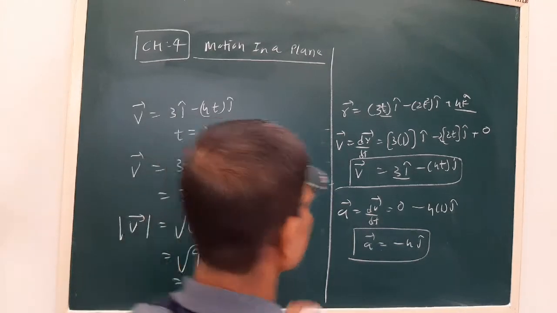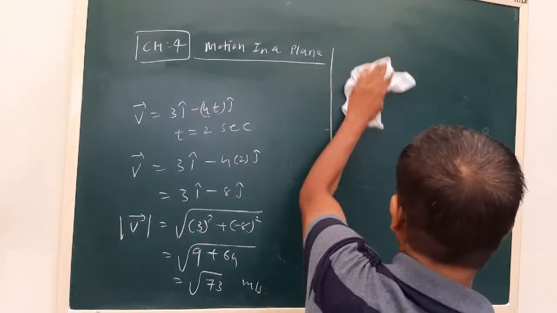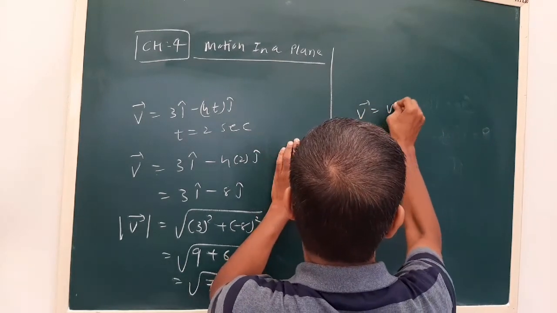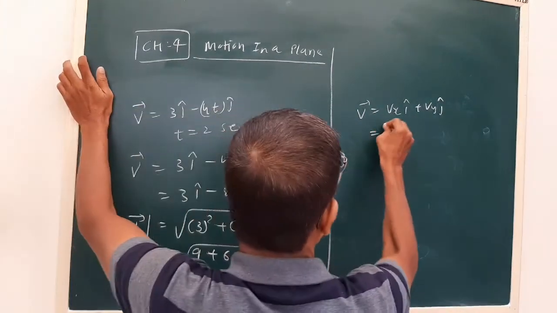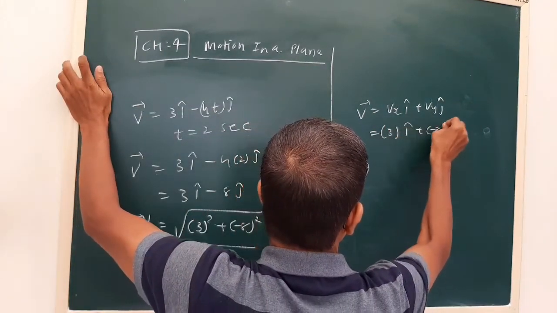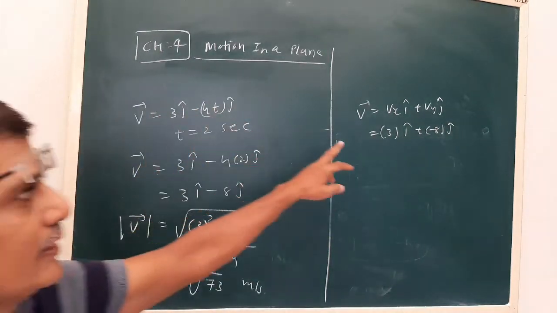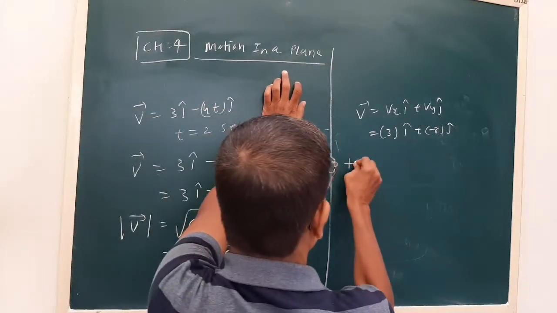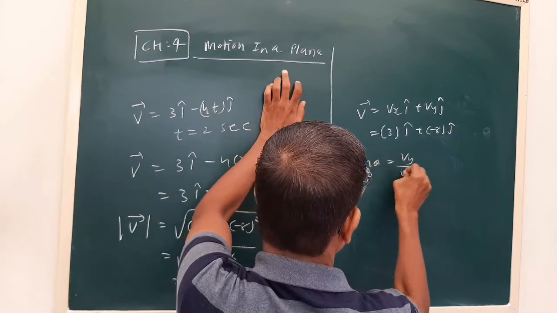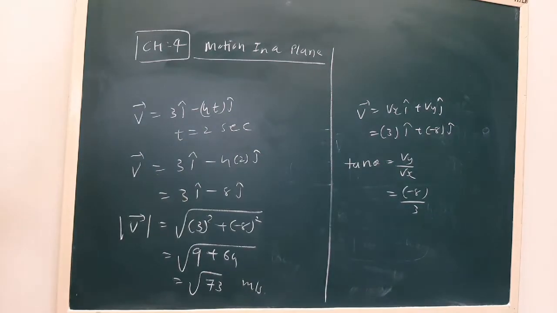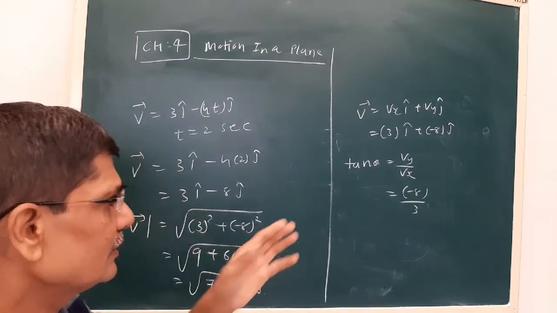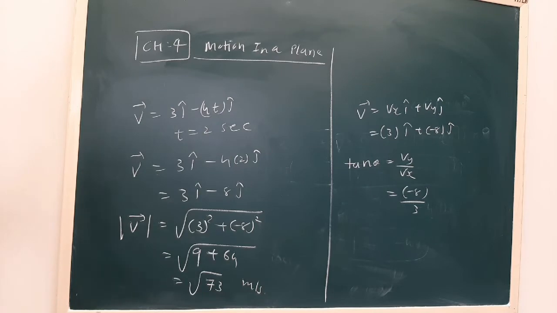Now the direction. The velocity is a vector quantity, so we can write v is equal to vx i plus vy j. What is vx here? If I write like this, 3i, the vx value is 3 and vy is 8. Now tan theta is vy upon vx, which shows the direction. By taking the help of the natural tangent, we can obtain the value of the angle also. So this is our exercise sum number 4.20.